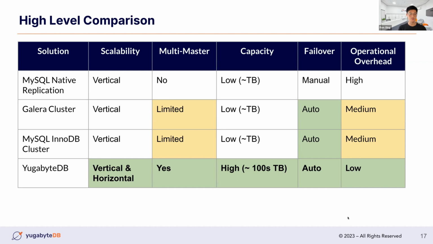For Galera cluster or InnoDB cluster, it automates quite a number of things. But if, for example, you want to add another node or remove a node from the cluster, there's no automatic provisioning, so you still need to do it manually. But for YugabyteDB, if you add another node into the cluster, the configuration of the cluster, the reshuffling of the data, and load balancing will all be done automatically by the cluster itself. So there's no manual intervention required.